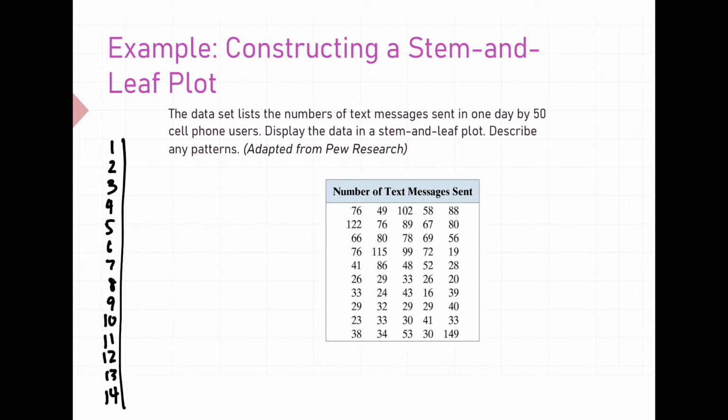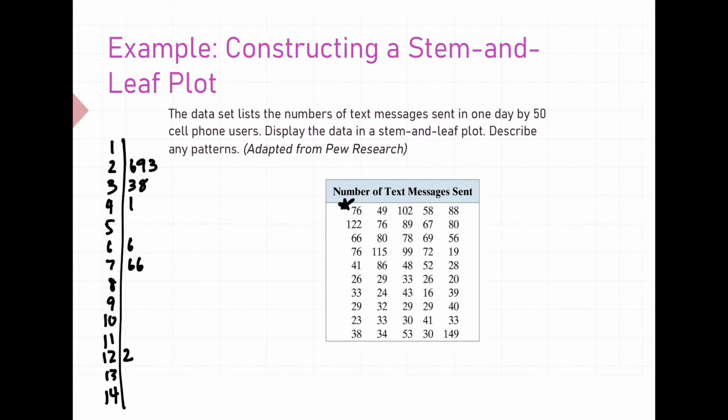Now we can systematically go through, and in this case, I'm going to go by column. I'm going to start up here, and just go down from there. So I have a 76, so I'm going to place a 6 next to the 7. 122, so next to 12, I'm going to put a 2. 66, 76, 41, 26, 33, 29, 23, and 38. Notice that I'm not worrying about the order of my leaves here yet.